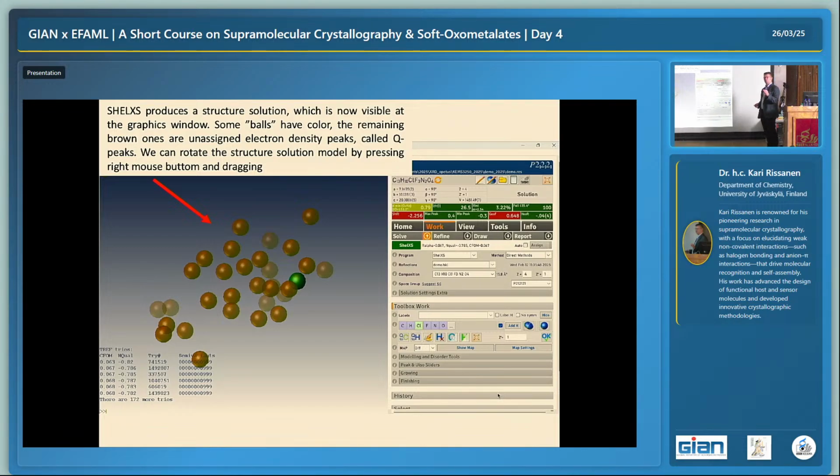So we don't know what the atom is. We know that there's an atom. It seems that in this position, each of the brown balls represents an atom. But the point is there might be more of these peaks than there are real atoms, because we don't know what they are. So it's our business to start working on it. These are called Q peaks. We call them Q peaks. Q is unknown. And now the idea is that we rotate with the right mouse button and drag.